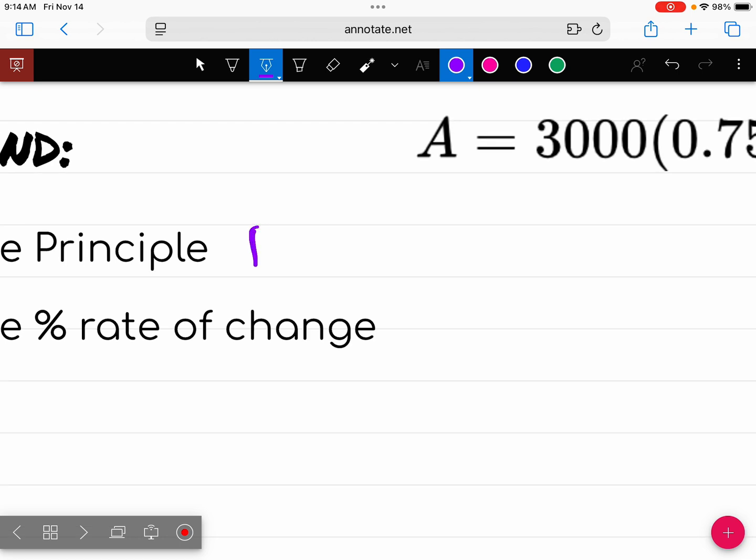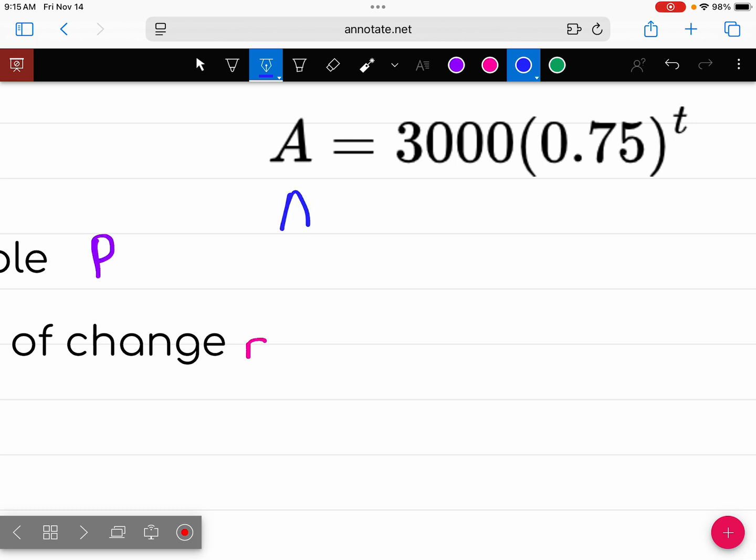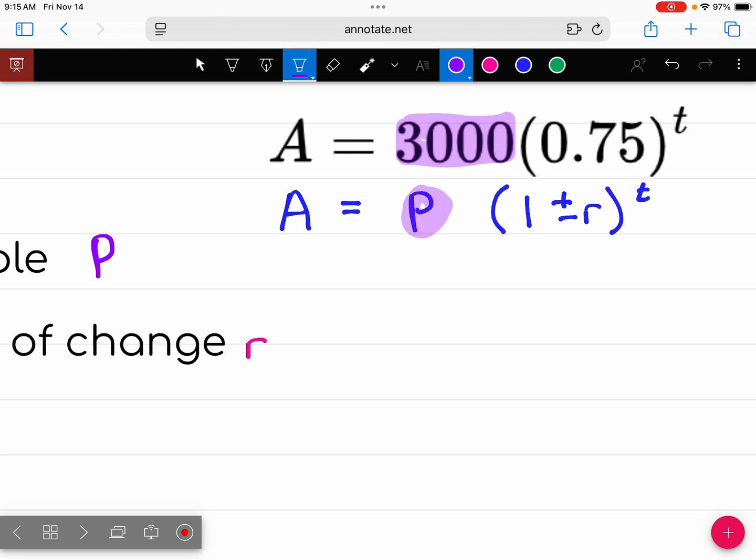So if we look at the equation, 3,000 times 0.75 to the t, I want to find my principal, the P, and I want to find the R. This is relative to our equation A equals P times 1 plus or minus R to the T. So I want to find P and I want to find R. What is our principal? 3,000. That number out in front is our principal, the starting amount.